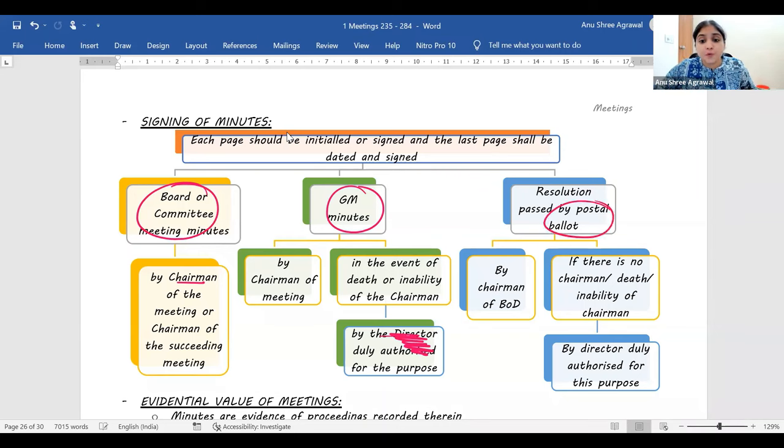Then what if it is postal ballot resolution? Postal ballot resolution, who has to sign the minutes book? Chairman of the board. But what if the chairman of the board dies before signing or is incapable of signing? Then not the next chairman of the board.